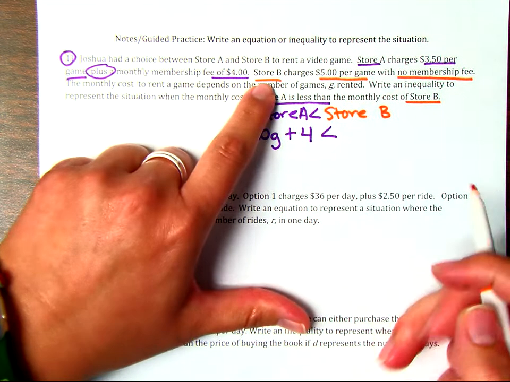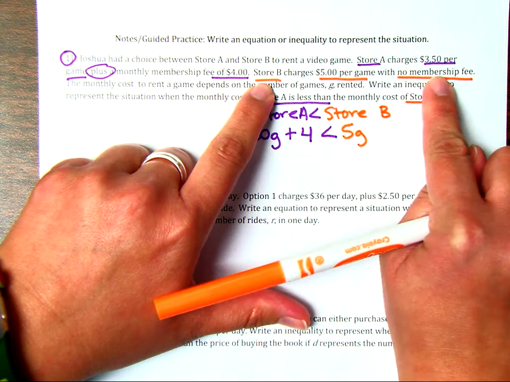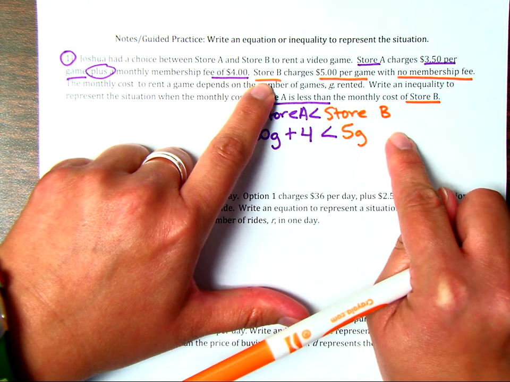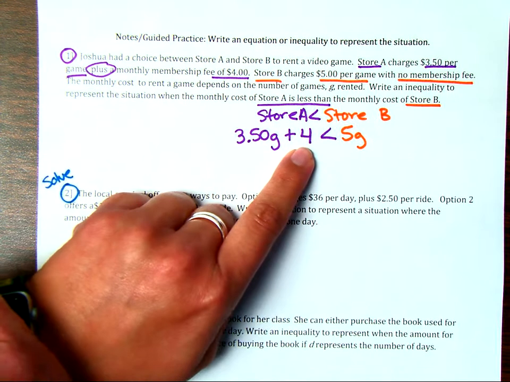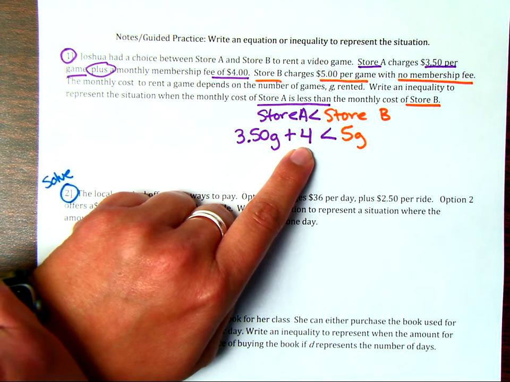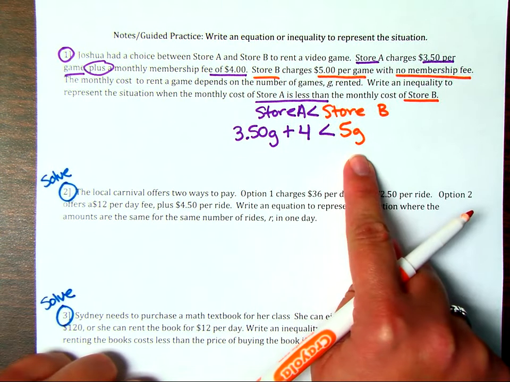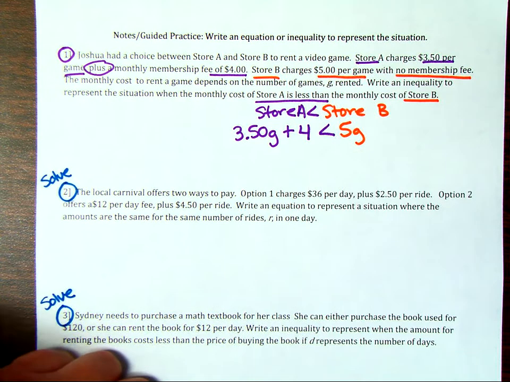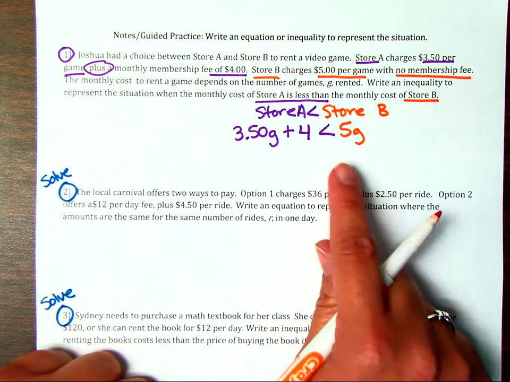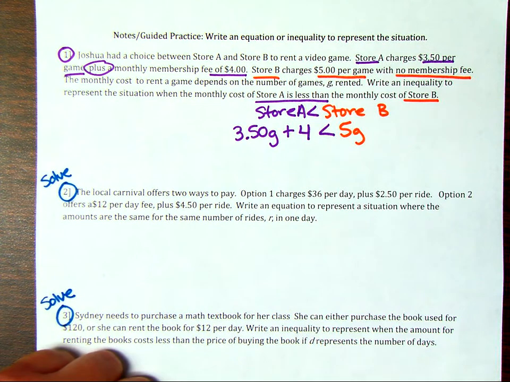Store B charges $5 per game, no membership fee, so that means no additional cost. So the 4 is your constant in Store A, because even if you don't rent any games that month, you still pay that membership fee. So this is how it would be set up to solve, but you can solve that one if you like. I just want to make sure that we have some practice on some other ones. So if you would like to set up and solve this and double check with your teacher if you got it right, go ahead and do that. Pause the video and then come back if you'd like to.